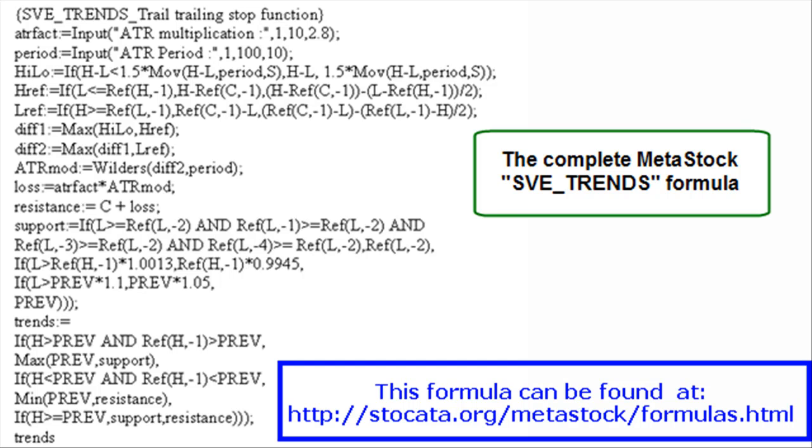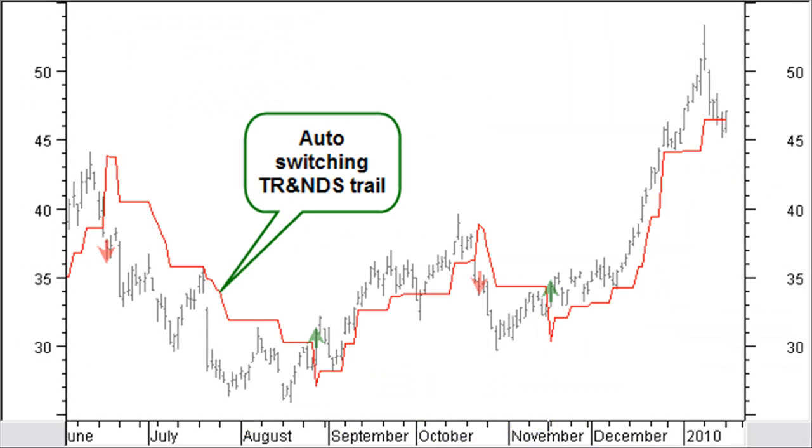Remember the buying and selling rule. Buy when the high price moves above TRENDS and sell when the high price falls below TRENDS. In this chart you can see how TRENDS follows very close the price move in an uptrend while leaving enough room for price reaction during a downtrend.